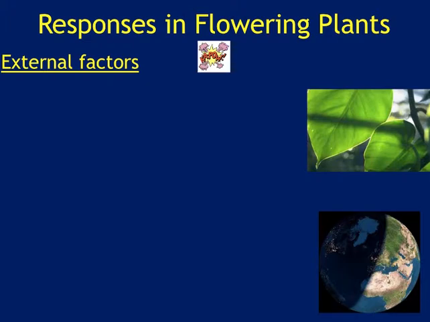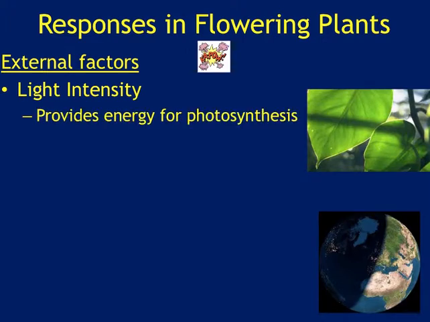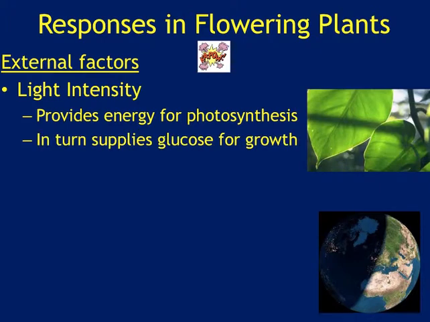So in terms of light intensity, we've just done something that was all about light intensity. So you should know by now that light is providing the energy for photosynthesis. That's pathways 1 and 2. And the whole point of photosynthesis is the production of glucose for growth.